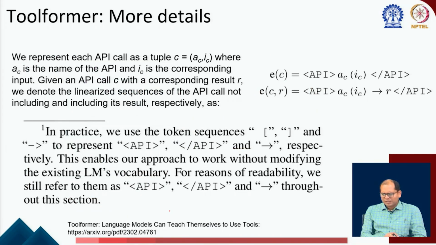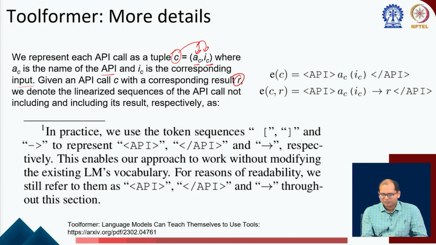First of all, how do you represent an API? This was very simply done. Any API call will have a tuple, AC and IC. AC is the name of the API and IC is the corresponding input. Whatever input you need for an API, like for translation, you need the source text, right? So C is the API name and the input. This is one thing. Now once you call an API, you will get the result. R is the corresponding result.